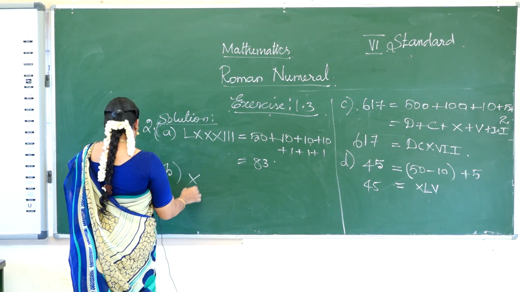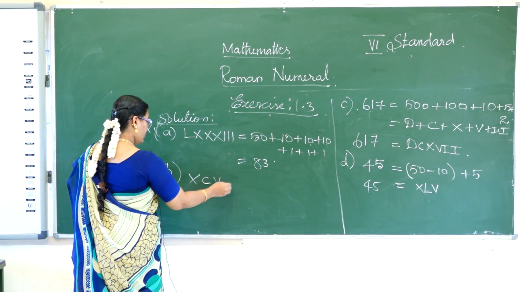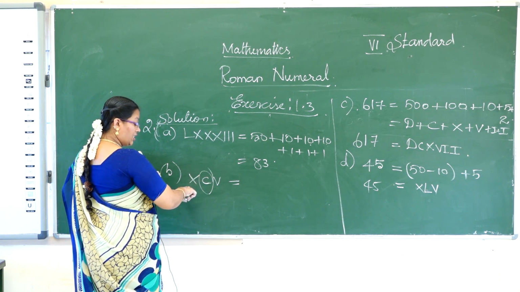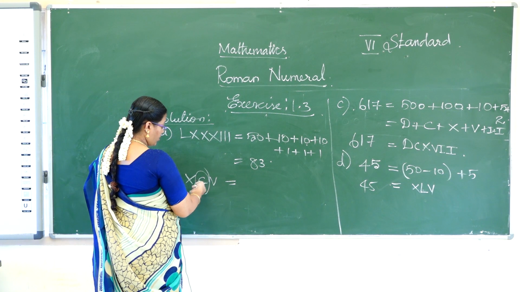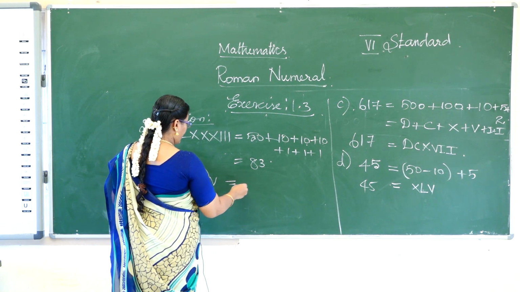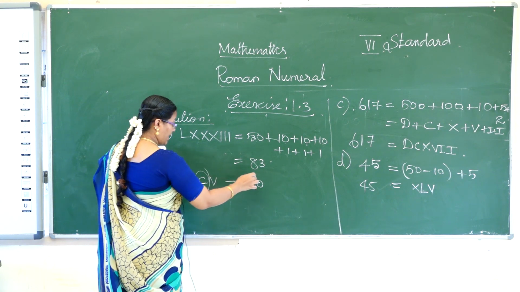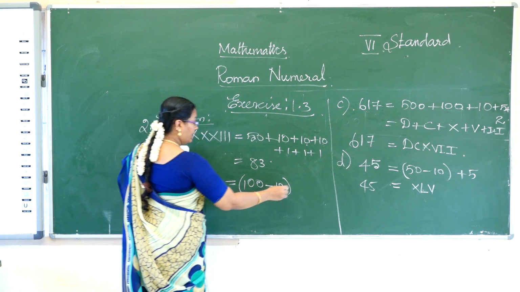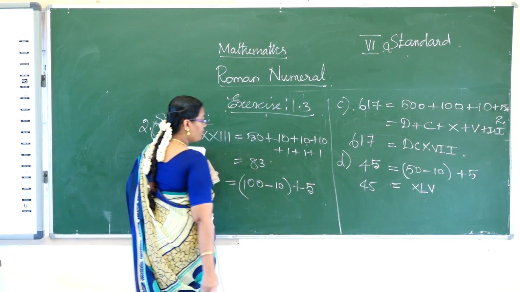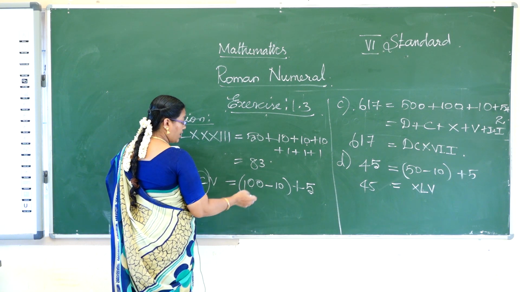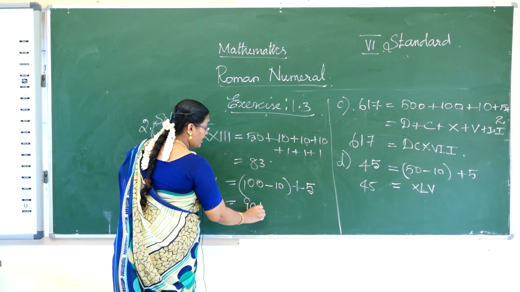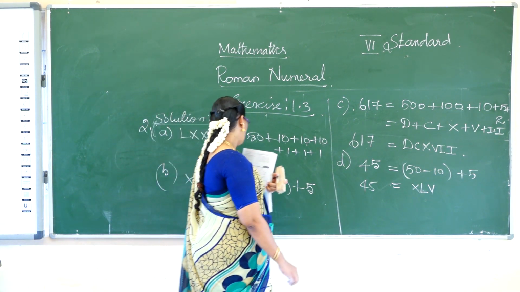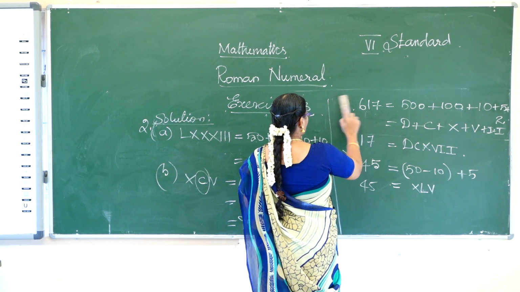And then X C V. Here the largest value comes after the smallest value, so in this place you want to subtract. C means 100, X means 10, so 100 minus 10, added the V. V value is 5. So 100 minus 10 is 90, plus 5, 95 is the answer for the Hindu-Arabic value of X C V.